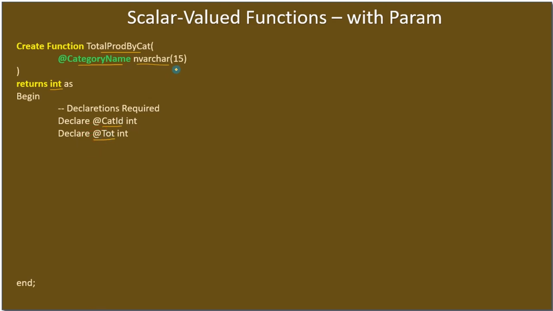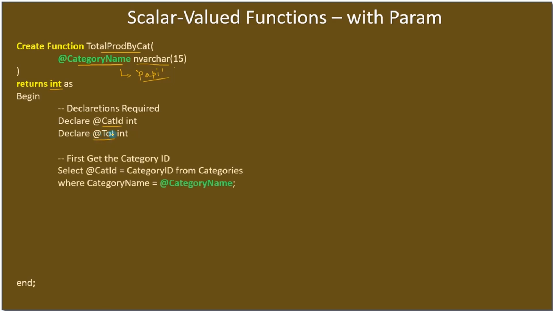So the user provides a category name. Say, for example, the category name is, just taking some example, stationery. Whatever it is, the user supplies the category name, and from that supplied category name we need to get the category ID. Then based on the category ID, we filter in the product table and return the total number of products.